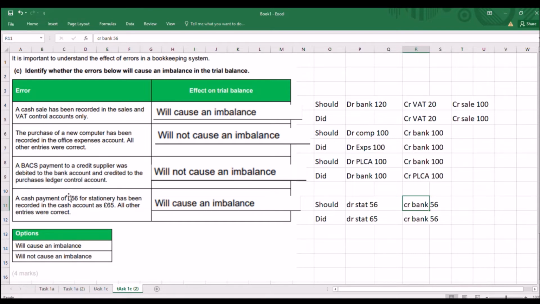A cash payment of 56, we've got some numbers in this one. Cash payment of 56 for stationery has been recorded in the cash account as 65. All other entries were correct. So we should have gone debit 56, credit 56, and so we went debit 65, credit 56. So that one will cause an imbalance.